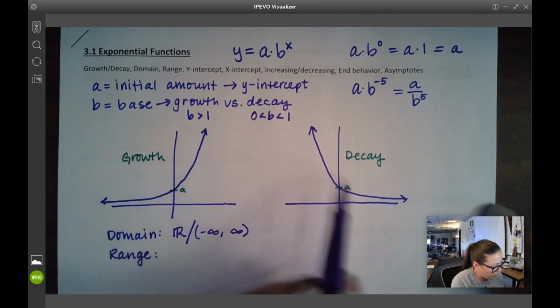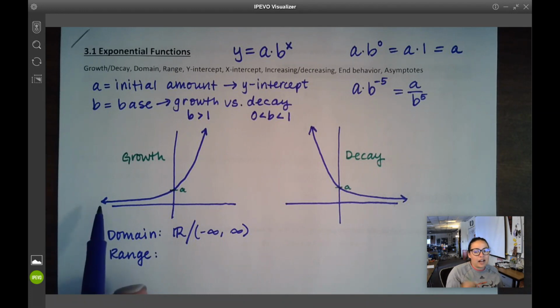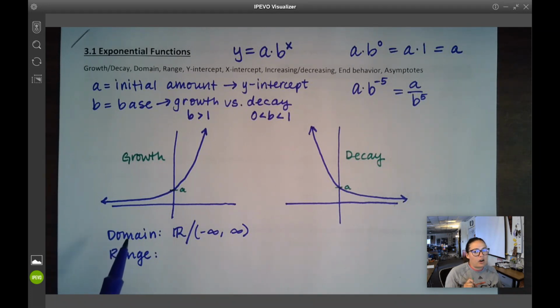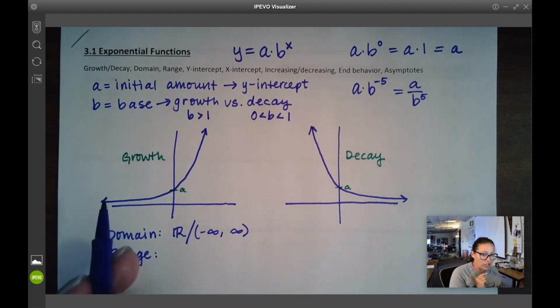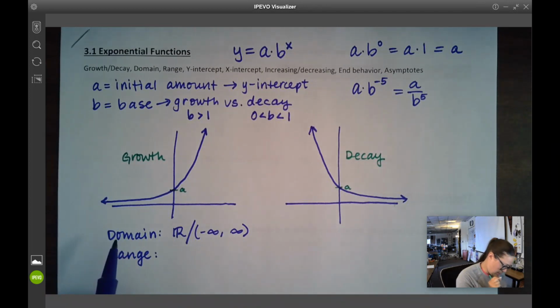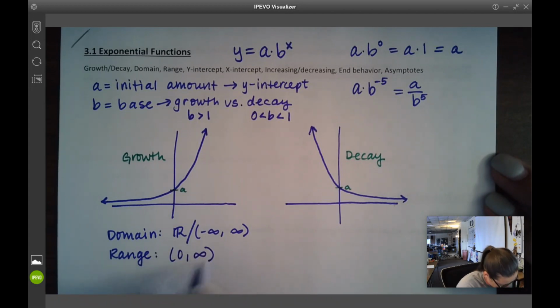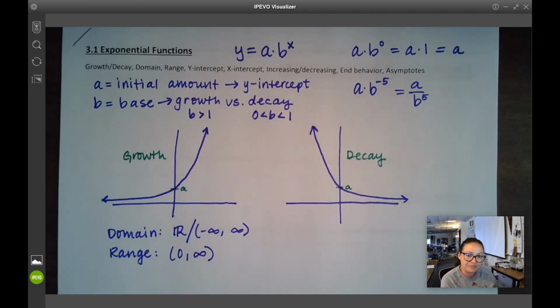Range: graphs go up forever, and interestingly, they do go down forever. However, there is a limit, right? We just talked about this, how we're never going to get negative outputs. And in fact, we're never going to get an output of 0. Our graph will keep getting closer and closer and closer to 0, but will never actually be 0. So the range is 0 to infinity.